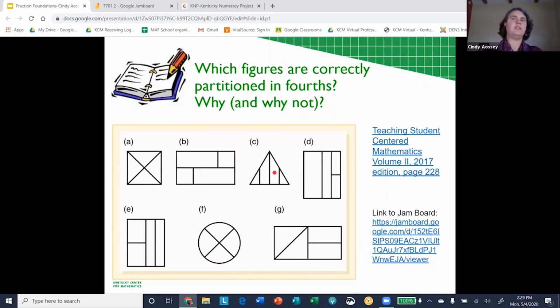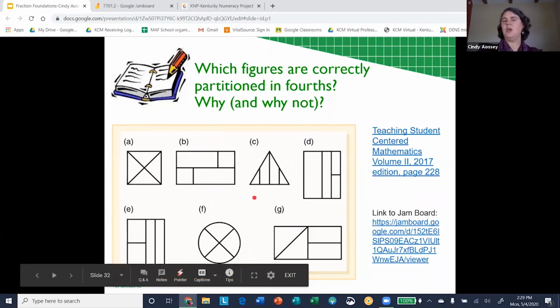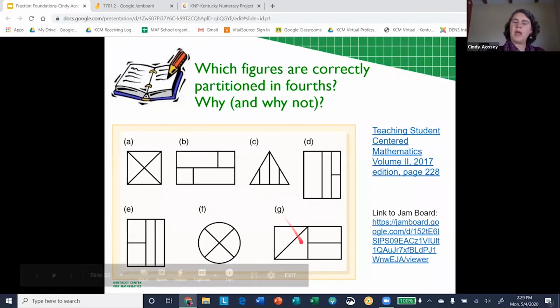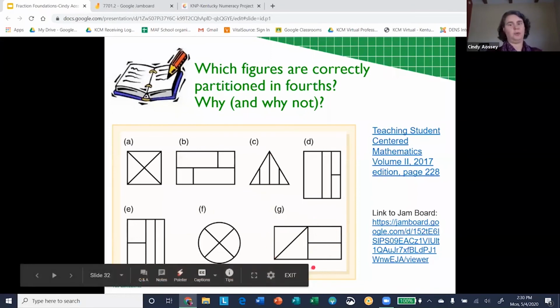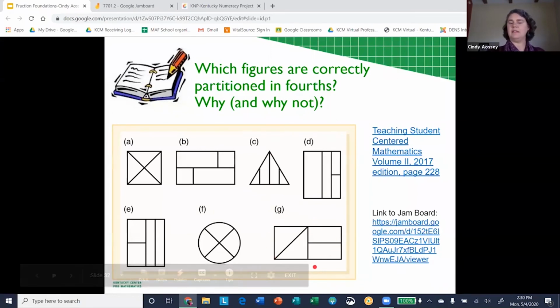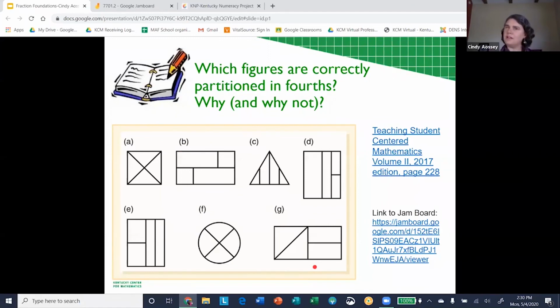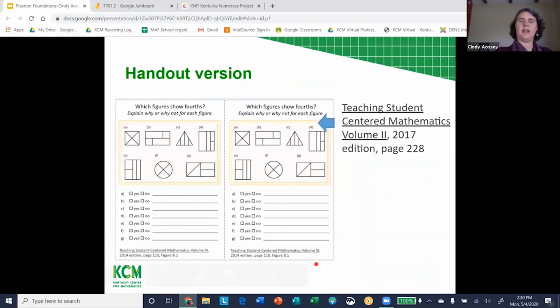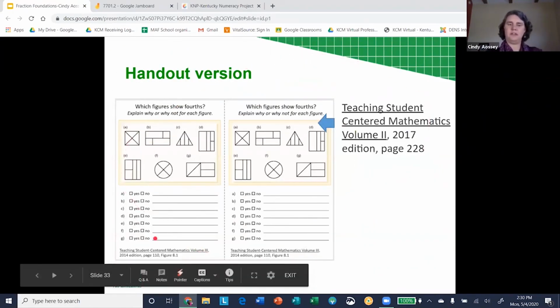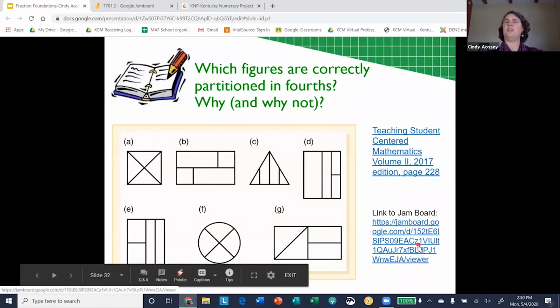So we had to have a conversation about, well, yeah, it does, because we're paying attention to the size of the piece. Would you get us enough cake if we cut up our cake that way? And then something like G, ooh, G is interesting, right? Because is that fair? Well, our pieces look different, but they're the same size. And so we can have really powerful conversations pushing into that. You have this as a PDF, so you can put it in a paper packet, but you also have a link to a Jamboard, so you could assign it digitally and have kids do the sort.